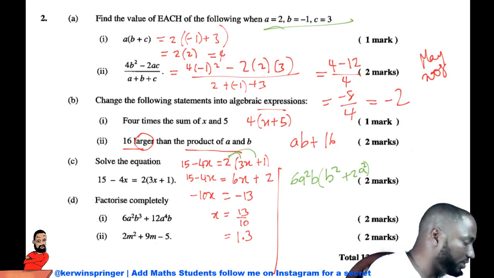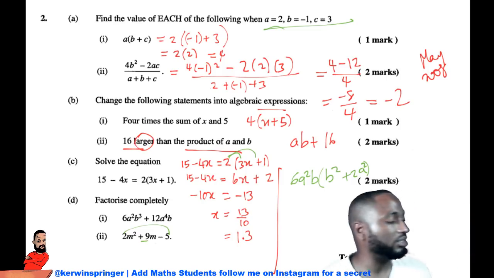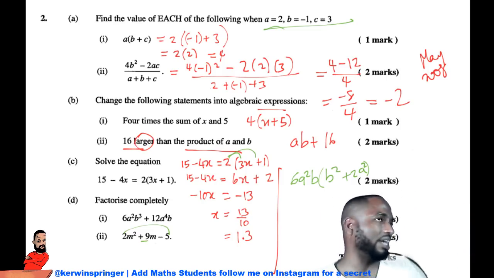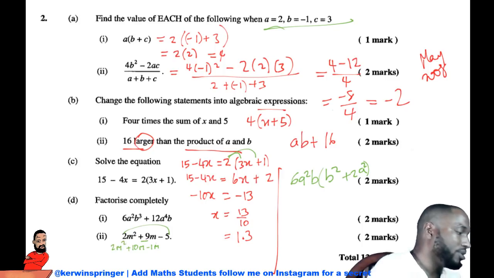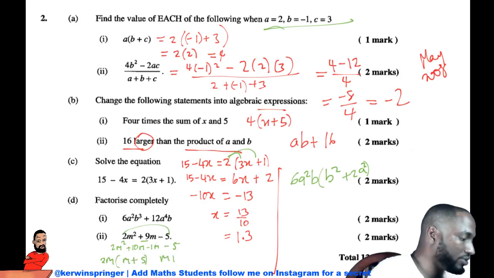Alright, next one. This is a quadratic. Let's see if I can squeeze them in underneath there with all these steps. So 2 by negative 5 is negative 10. We're looking for answers that sum to positive 9, so we're looking at 10 and negative 1. So 10m, negative 1m, probably 2m squared. Go back in, take away 5. You'll have 2m into m plus 5. M plus 5 goes back here and a negative 1 goes there.